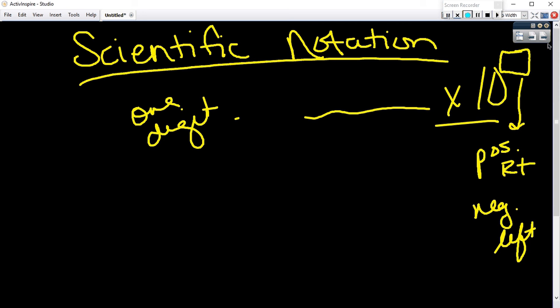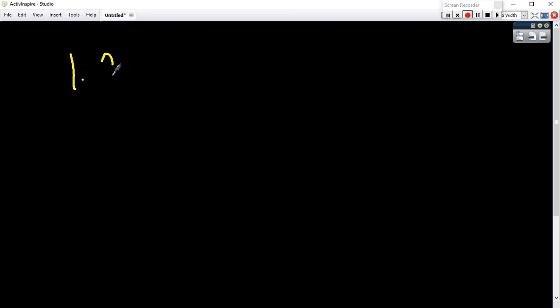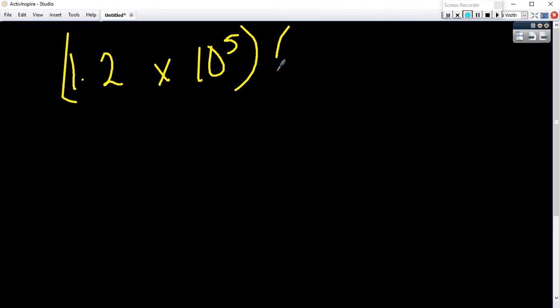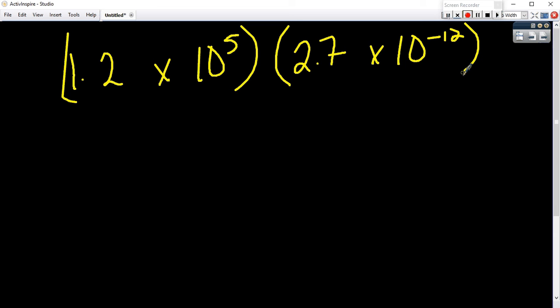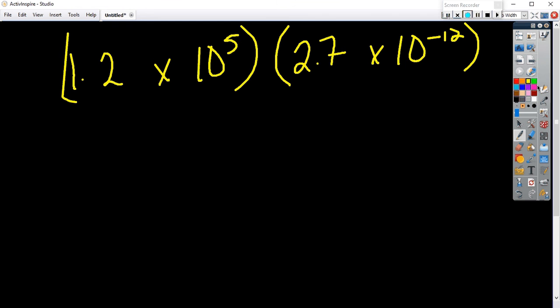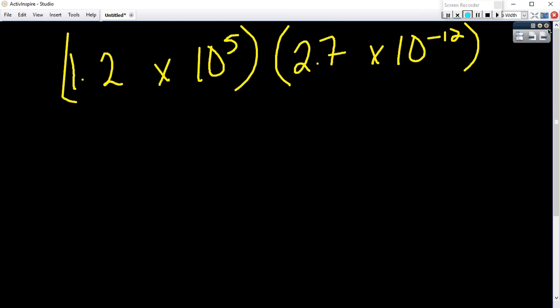What if I did 1.2 times 10 to the 5th, and I want to multiply that by 2.7 times 10 to the negative 12. We're going to multiply those two things together. Well, if you think about, this is just a big multiplication problem, and multiplication is commutative, yes? Yeah. So I can multiply the numbers in front. Do you agree with that? Yeah. What's 1.2 times 2.7?